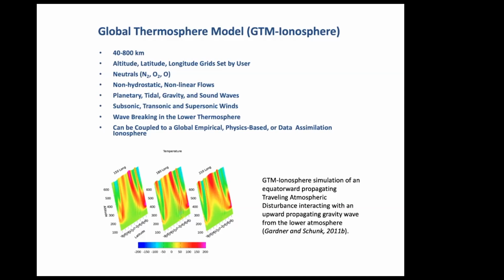Now, in one of the examples that we ran, we had the GTM ionosphere simulation. It included an equatorward propagating traveling atmospheric disturbance interacting with an upward propagating gravity wave from the lower atmosphere. And the interactions can be seen in this figure.